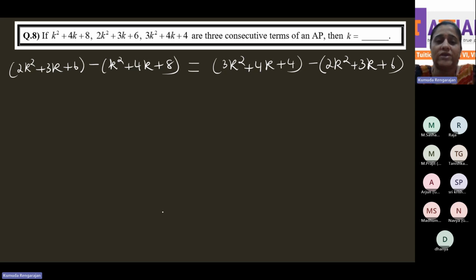Because both the left hand side and the right hand side represent the common difference of the AP, which is the same throughout. So on solving this, you can find the value of k. Please do that.